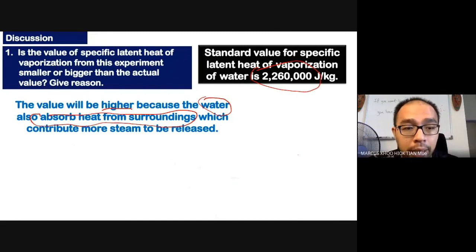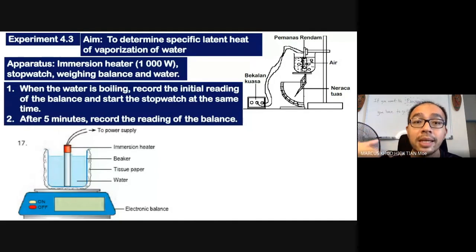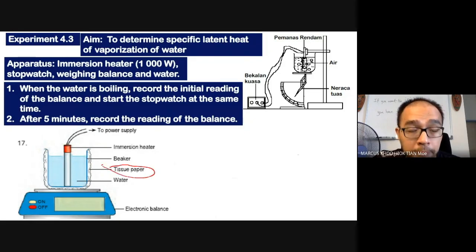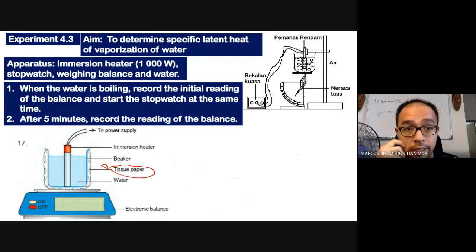That is why when we do this experiment, we try to minimize the heat that is absorbed from the surroundings by wrapping the beaker with tissue paper. We want to try to stop the surroundings from absorbing heat. We want to try to stop the absorption of heat from the surroundings.